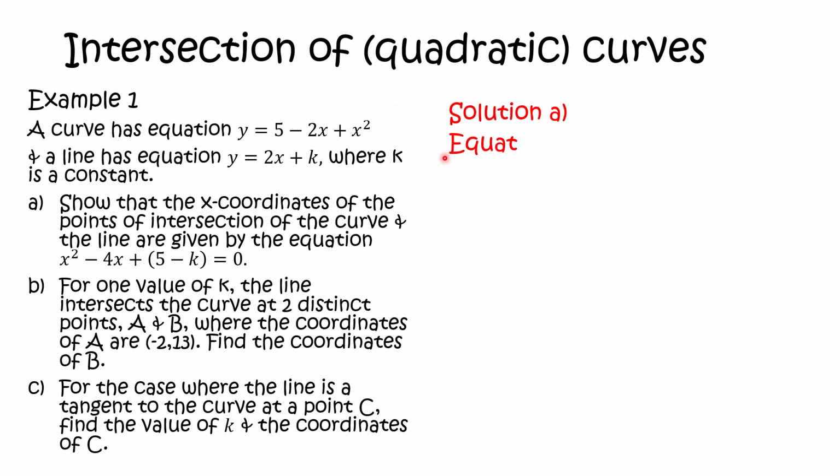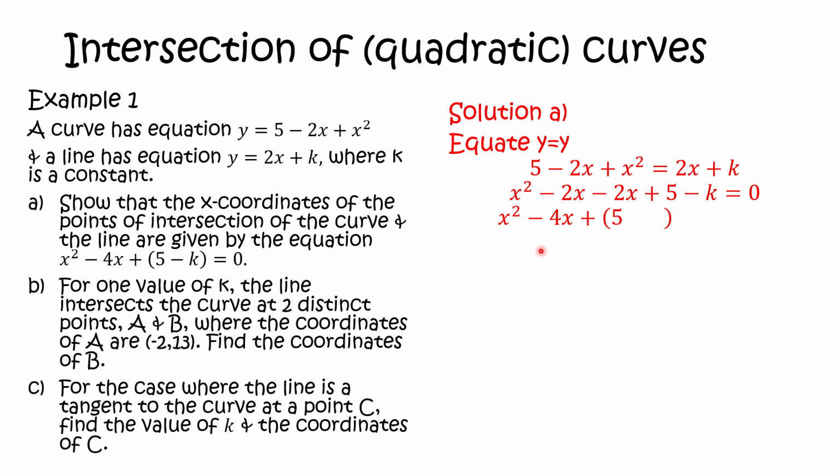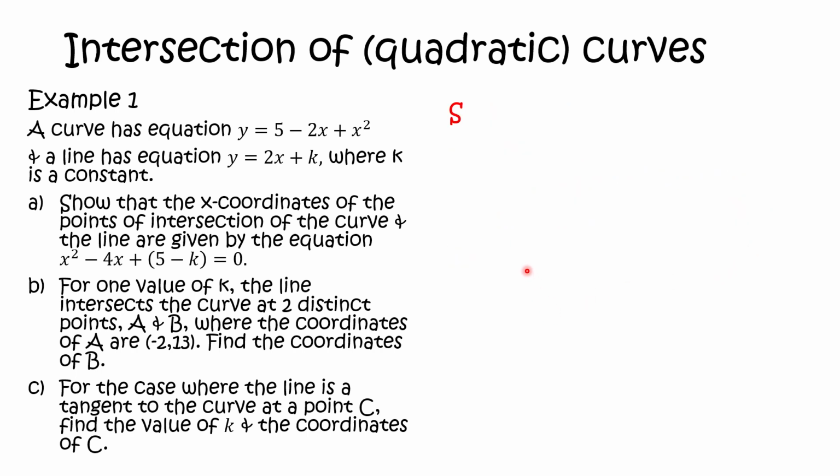The solution for a. We equate y is equal to y, that's for the curve, which is the quadratic, as well as the line, so that we have 5 minus 2x plus x squared is equal to 2x plus k. Moving the 2x plus k to the left-hand side and grouping the like terms, we would have x squared minus 4x plus 5 minus k is equal to 0. Labeling that equation star for ease of reference, so that is shown. Moving on to b.